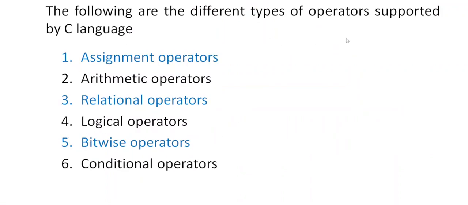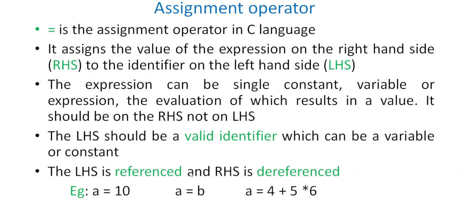The following are the different types of operators supported by the C language. What are they? Assignment operators, arithmetic operators, relational operators, logical operators, bitwise operators, conditional operators. Assignment operator in the sense that you assign a value to some variable. So equal to is the assignment operator in C language.